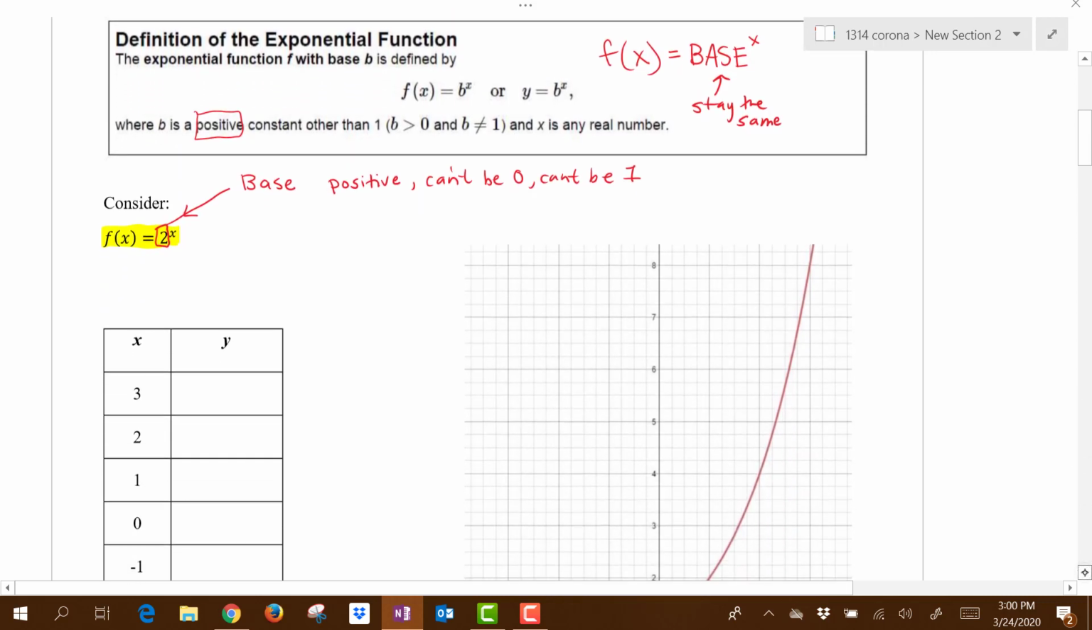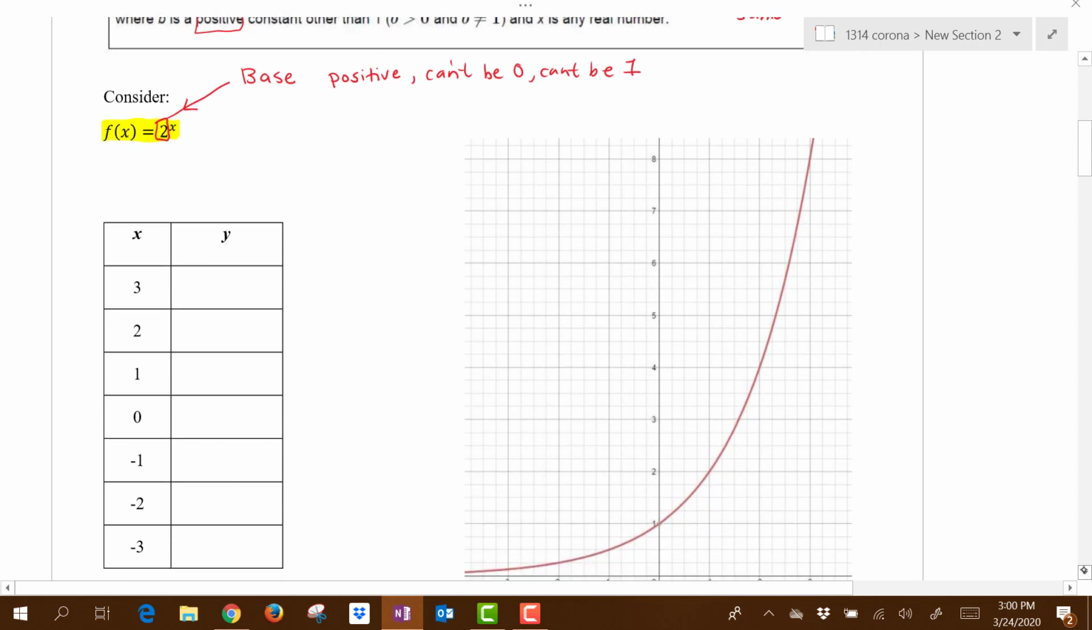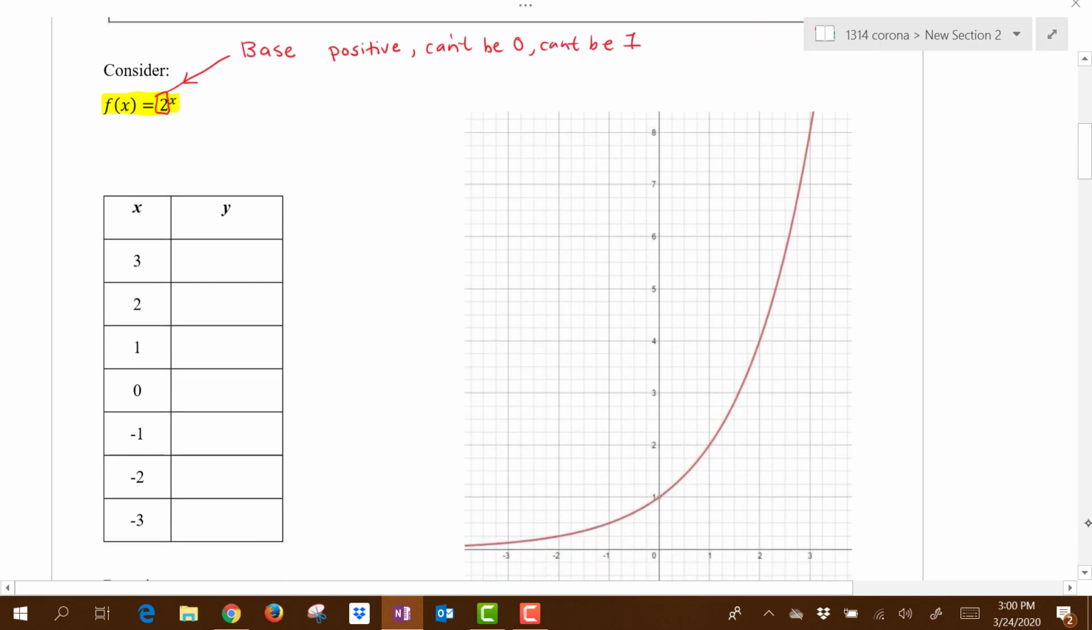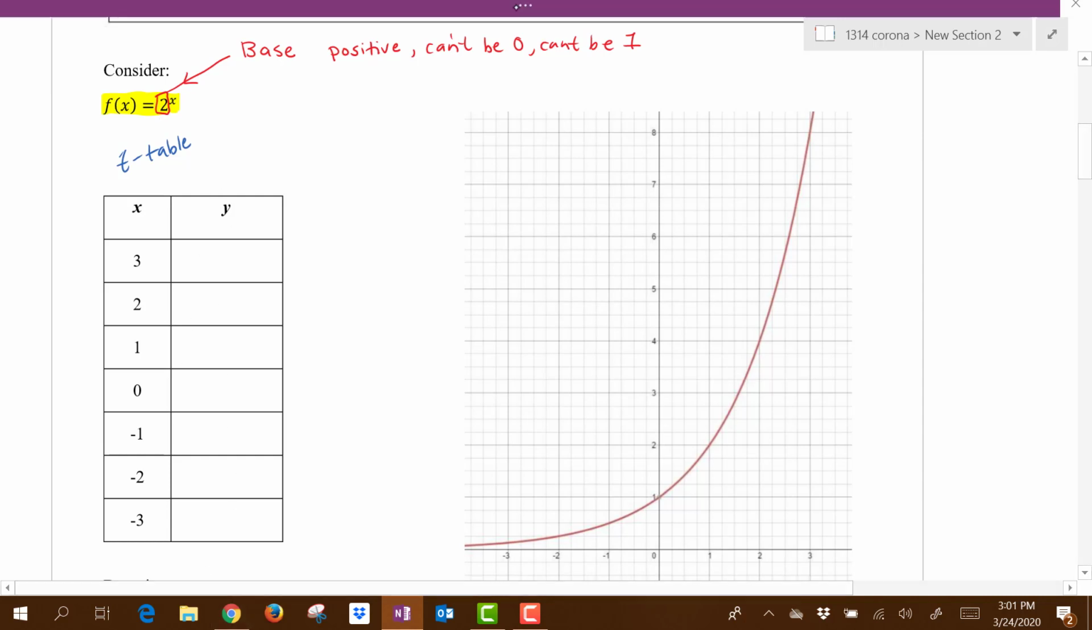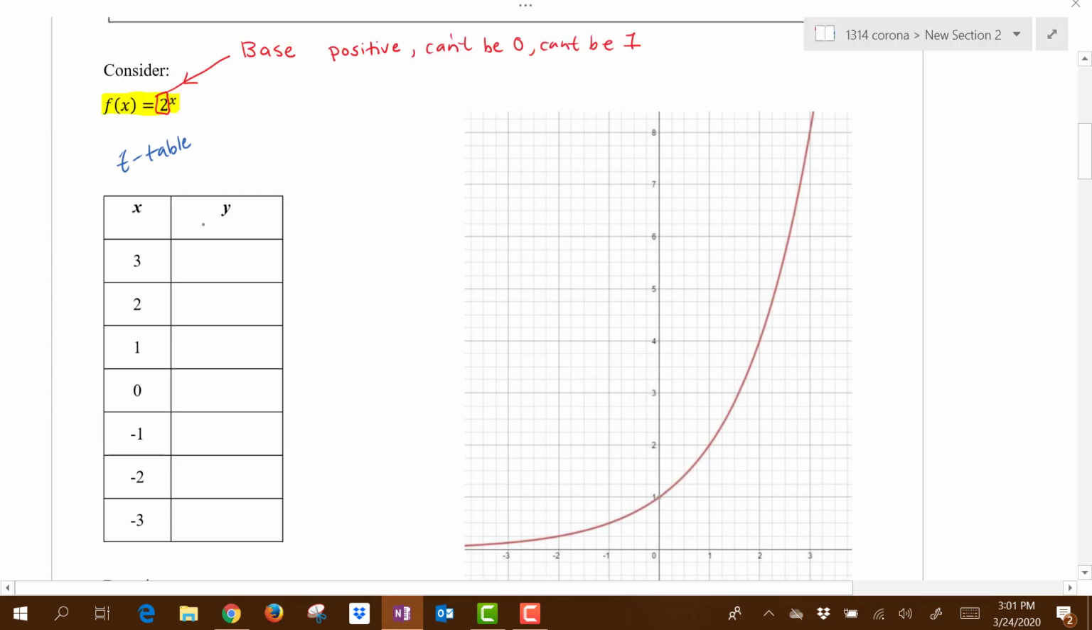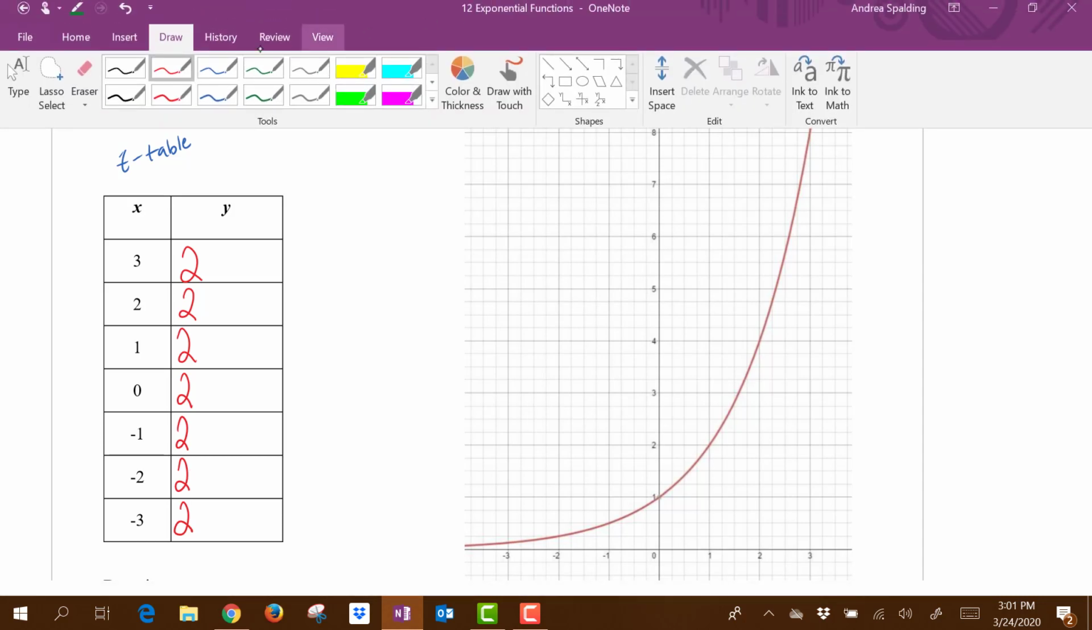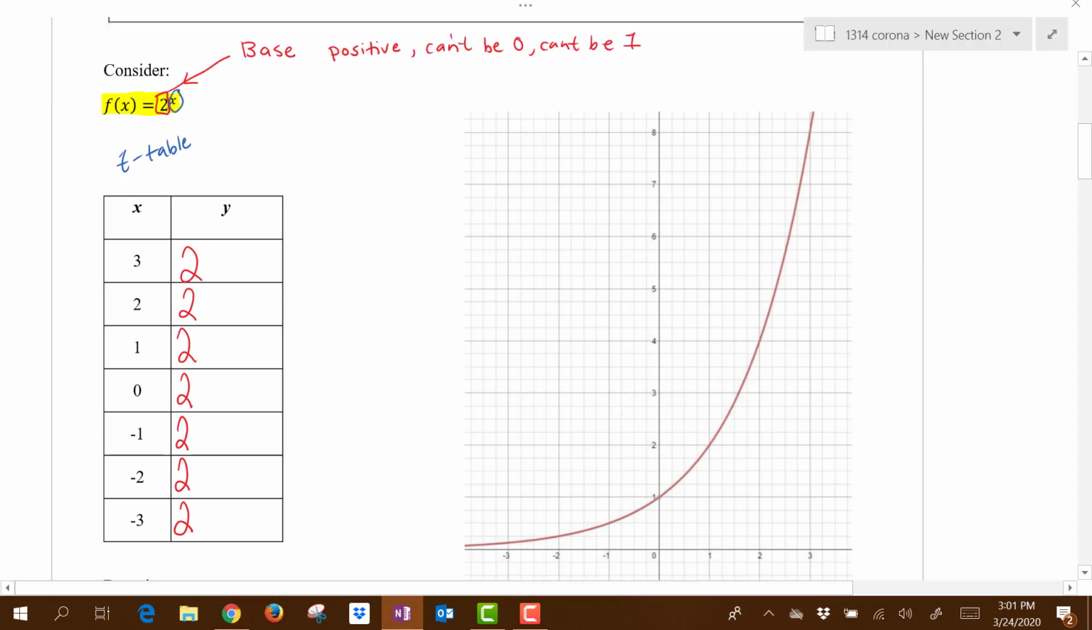So let's look at an example of an exponential function. F of x equals 2 to the x power. I have a little table here, and in this table I have a list of x values. Sometimes we call this a t-table. We have a list of x values that we're going to plug into this function in place of x, and then we're going to get some y values out. Now for all of these, the base itself is going to be 2. So I'm just going to copy in a 2 all the way down in the y column, because that's going to be the base. The exponent is what's going to change based upon x.